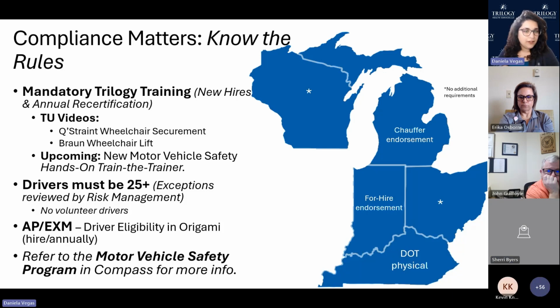And again, as I said, if you haven't checked out the Motor Vehicle Safety Program in Compass, I would highly encourage you. There's lots of changes that came about, including what type of wheelchairs we can transport on our buses. So I know a lot of you are going to be very excited about that. And as you can see on this little graph, we also have some new state-specific driver requirements. The states of Indiana, Kentucky, and Michigan have to have these new requirements in place by April 30th. So anyone on the insurance has to get, in Indiana, their for-hire endorsement, in Michigan, their chauffeur endorsement, or in Kentucky, their DOT physical.